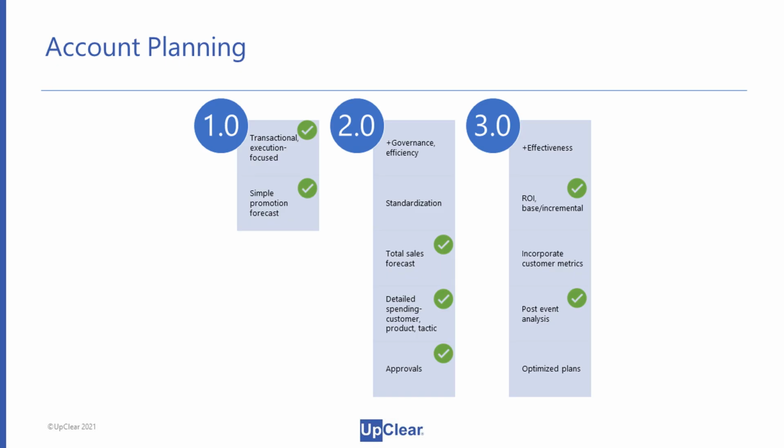And yeah, in terms of what we're seeing here, sorry, I'll just run through it. I know we want to keep an eye on the clock here. Everyone's doing some kind of basic plan and understanding what the promotion is and what the promoted forecast is. On the 2.0 side, the governance and efficiency and standardization is not always there. But we are seeing good traction with total sales forecast, some detailed spending and approvals overall. When we think about 3.0, base and incremental ROI is definitely becoming a standard and something that we're seeing consistently, as well as taking that and doing post-event analysis. However, effectiveness, incorporating customer metrics, and optimizing those plans is hit or miss. We're seeing that in some cases, but it's still not the standard.